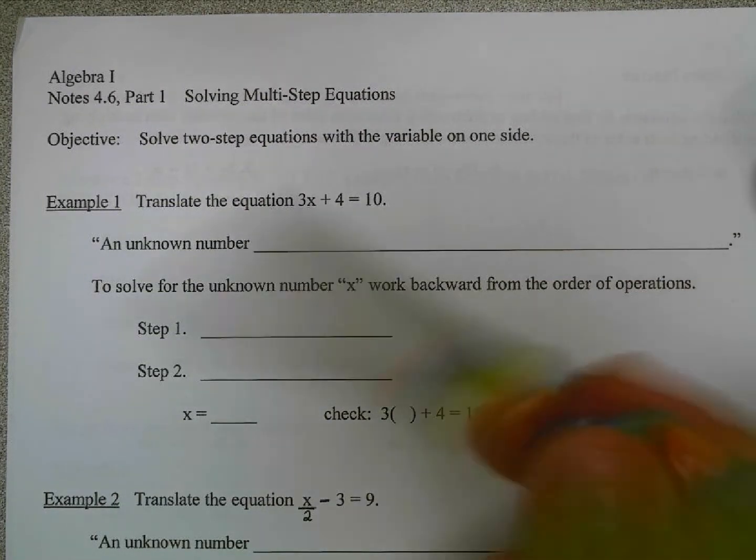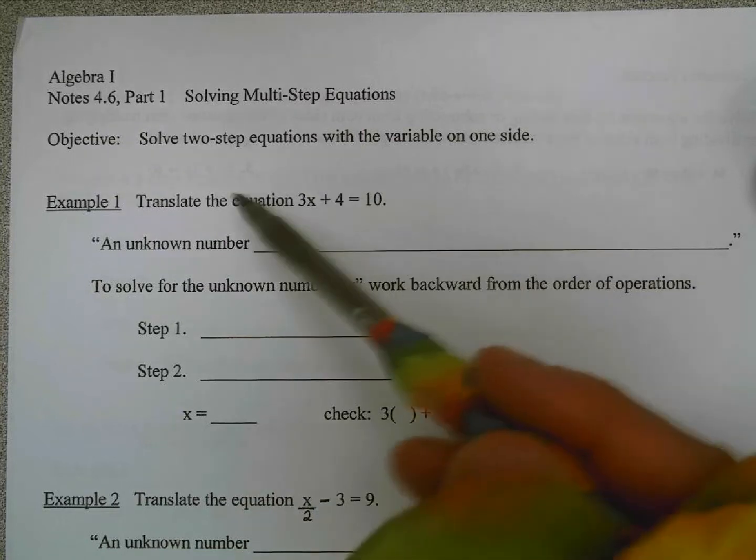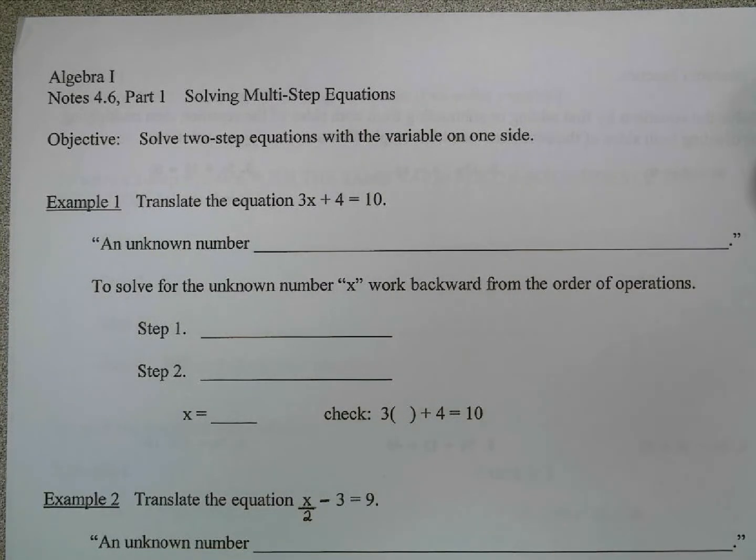Our objective is to solve for x in 2 steps. Normally we just did the opposite. It was 1 step. We either added or subtracted to solve for x, or we multiplied or divided, and it was just 1 step and we got our x. Now there's going to be 2 steps.